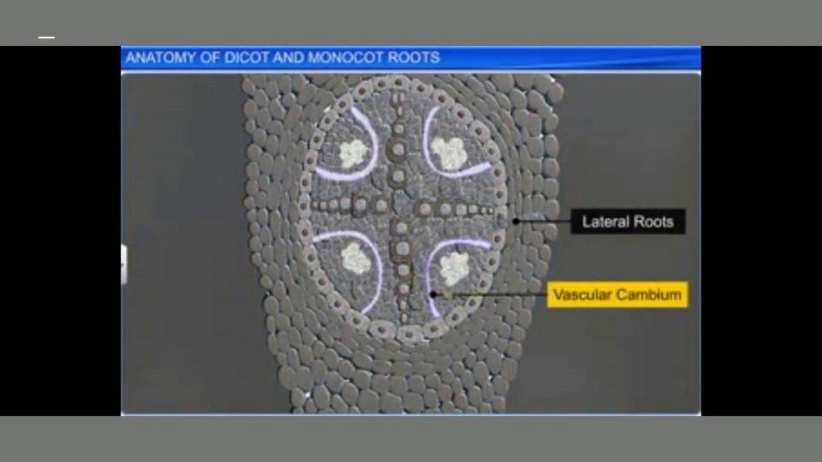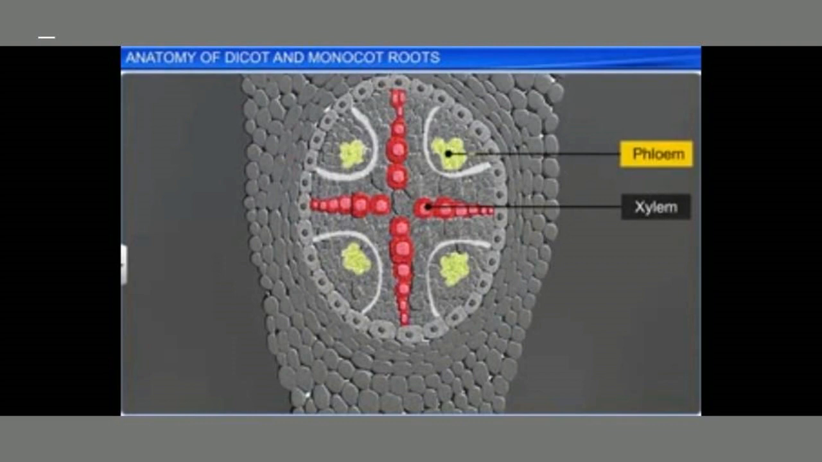and vascular cambium. Lateral roots you can see, and the vascular cambium is curve shaped. Now we are going to see the xylem and phloem. The red color is xylem and the yellow color is phloem. Xylem transports water and phloem transports food.